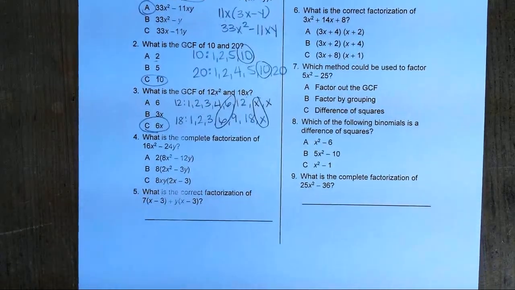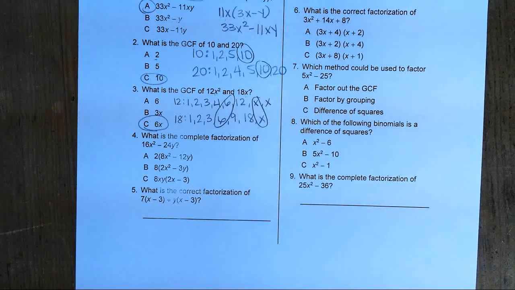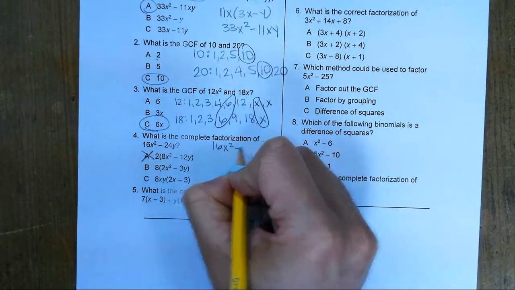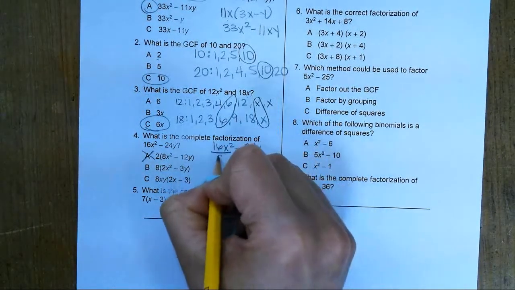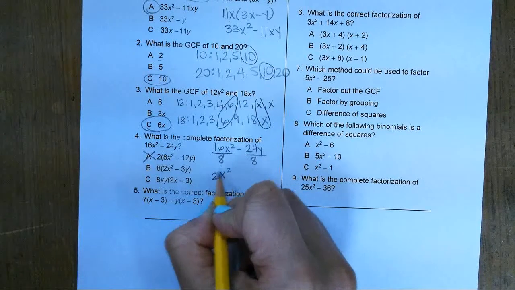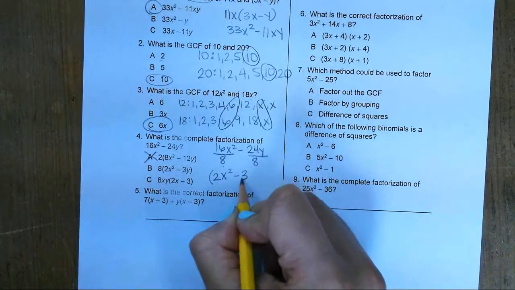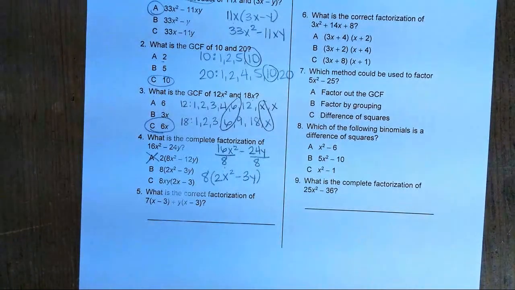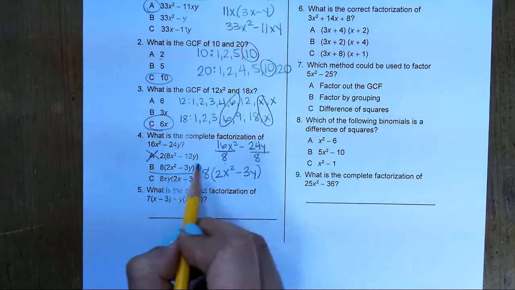Okay, so now moving on to question number 4, it's asking us to find the complete factorization of 16x squared minus 24y. The first thing you want to do is look to see if there is a GCF. Between 16 and 24, they both share an 8, so it's not going to be A. If I divide both terms by 8, then 16 divided by 8 gives me 2, my x squared stays there, and then I've got 3y. And I know that I divided by an 8, so my GCF is what comes on the outside. And so my answer is B.